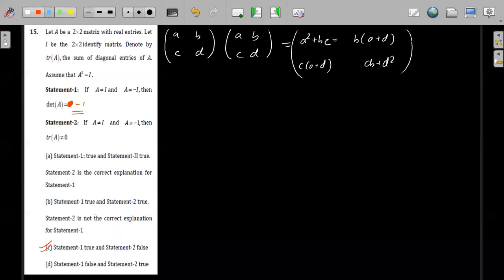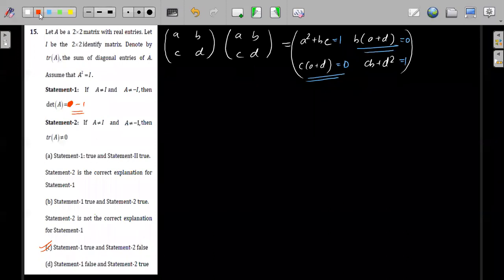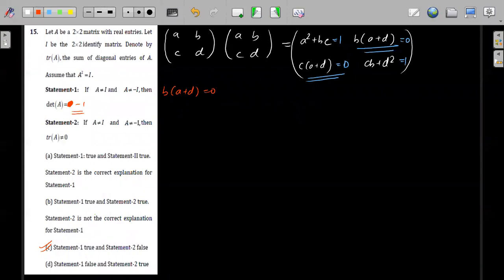So that means this is equal to 1, this is equal to 0, this is equal to 0, and this is equal to 1. So for these off-diagonal ones I will check first. So that means b into a plus d is equal to 0, and c into a plus d is equal to 0. So the first case which I can take is that either a plus d is equal to 0. So case 1: let a plus d is equal to 0.